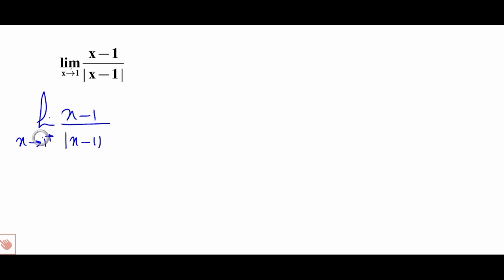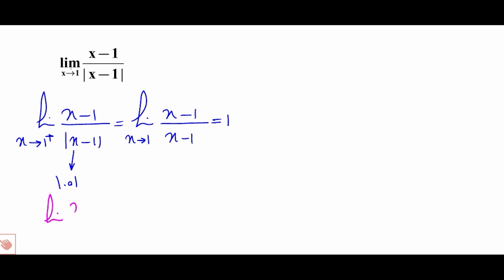If we approach 1 from the right, the inside becomes positive, so we just drop the bars. Because if I give a number near 1 from the right, for example 1.01, 1.01 minus 1 is positive. So we have the limit of (x - 1) over (x - 1). We just drop the bars as x approaches 1. So (x - 1) over (x - 1) is equal to 1.